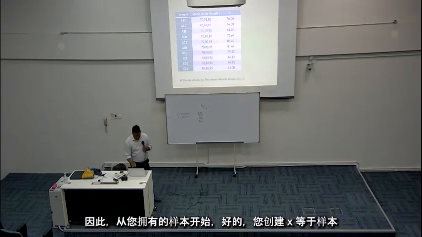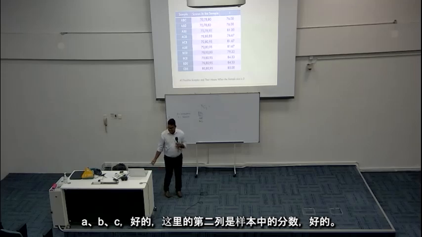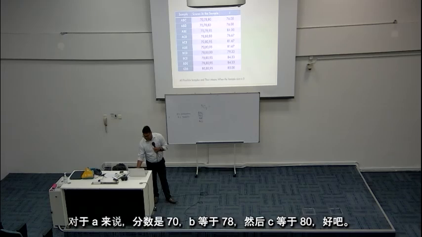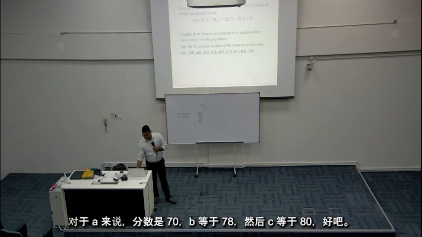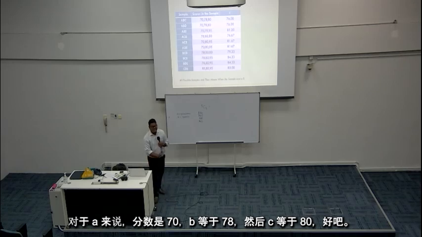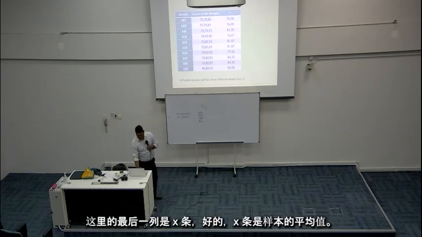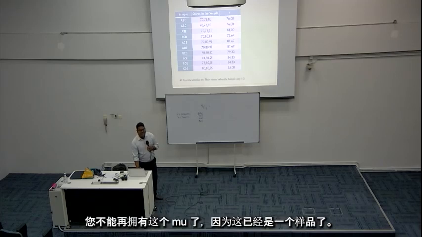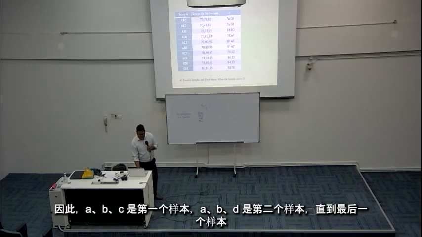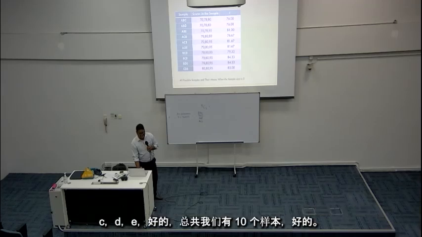Okay, so starting from the samples that you have, you create a table where the first column is the sample A, B, C, and the second column is the scores in the sample. For A, the score is 70, B is 78, and C is 80. And the last column here will be X bar. X bar is the average of the sample. You cannot use mu anymore because this is a sample already. So ABC is the first sample, ABD is the second sample, until the last sample, CDE.